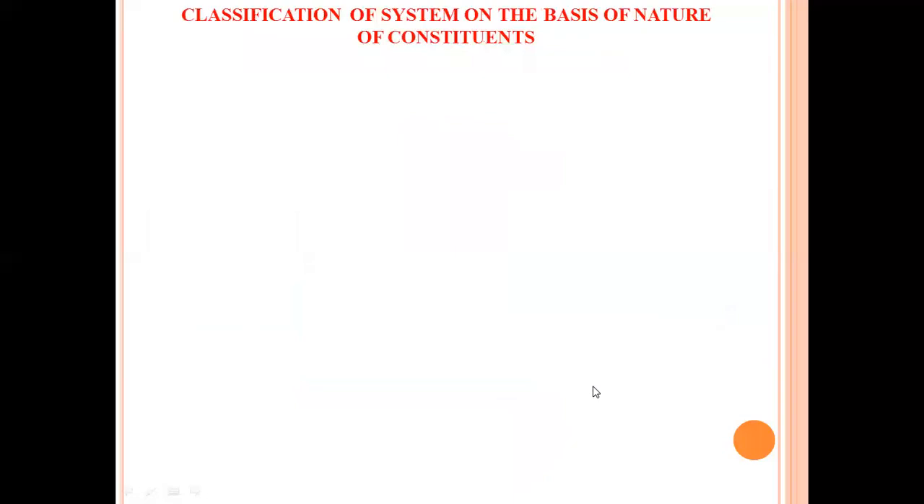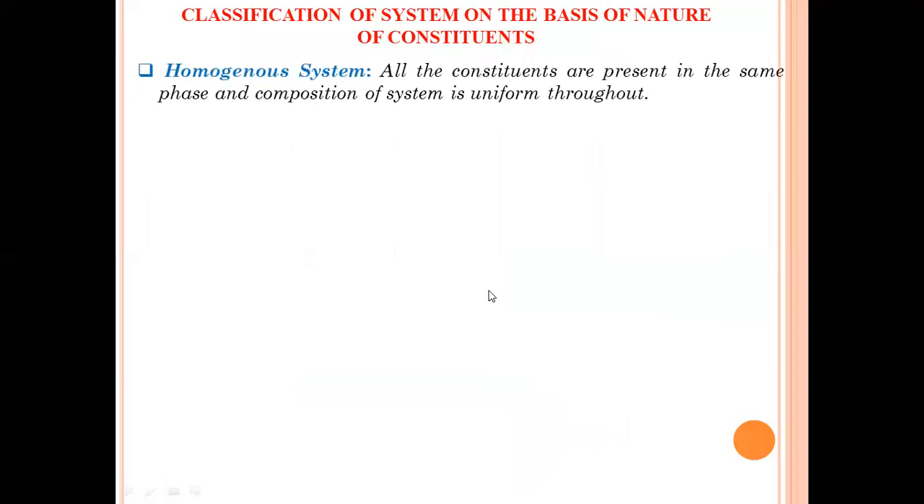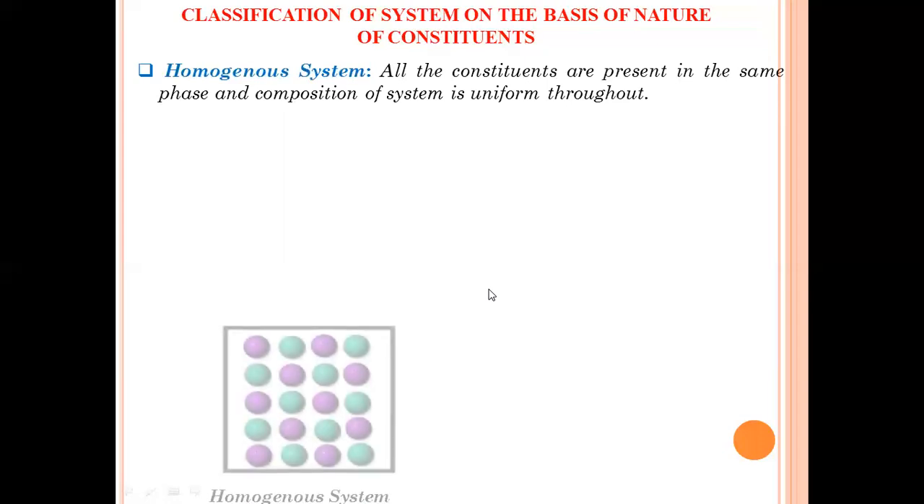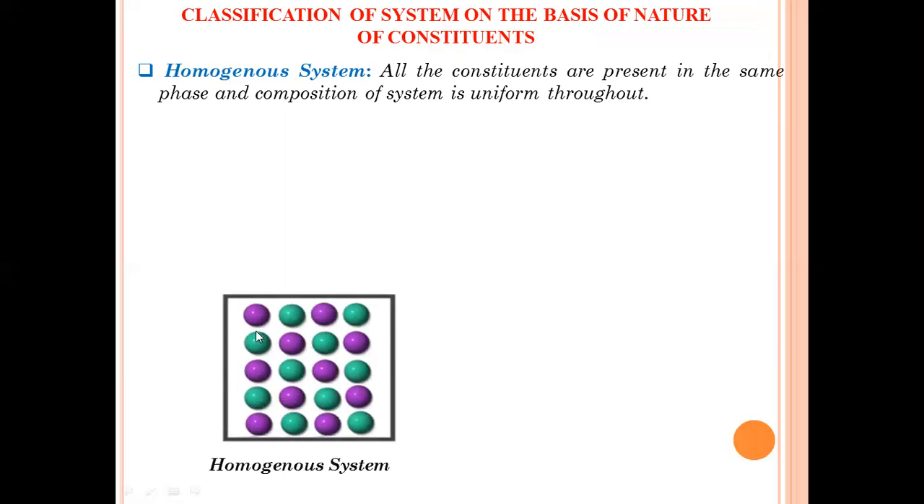Classification of system on the basis of nature of constituent. On the basis of nature of constituent, systems are classified as homogeneous and heterogeneous systems. Let us first discuss the homogeneous system. In a homogeneous system, all the constituents are present in the same phase and the composition of the system is uniform throughout, meaning molecules are arranged in a uniform order, one after another.